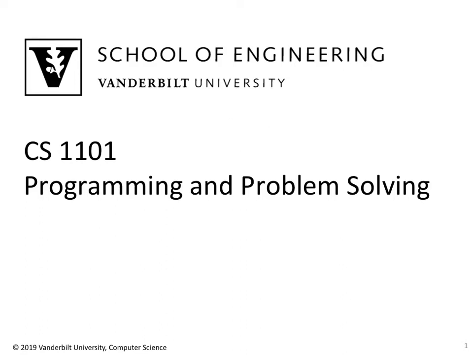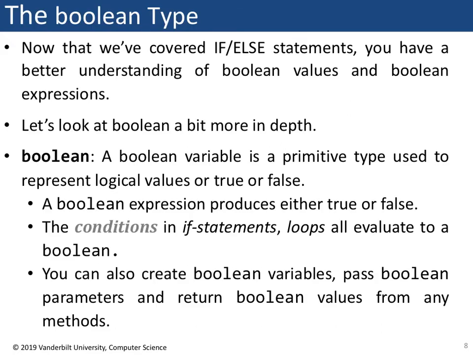This is CS1101 Lecture 4.2. We're going to be digging a little bit deeper into the boolean type and methods which return a boolean value. So we've been talking about booleans for a little while now. Specifically, we've been dealing with the if-else statements, or our conditional logic. But let's look at the boolean type a little bit more deeply.